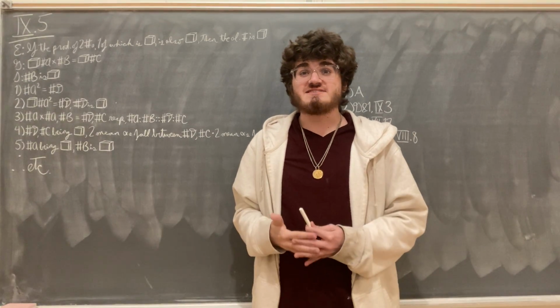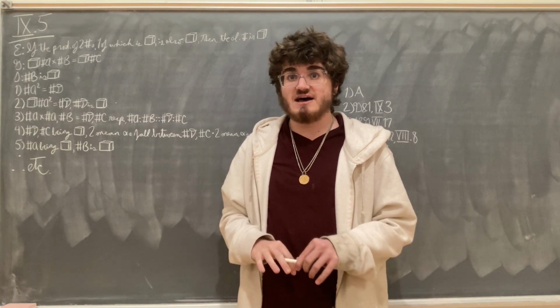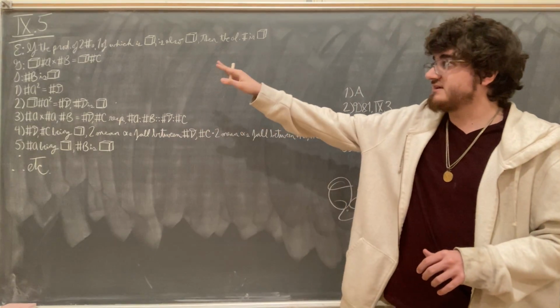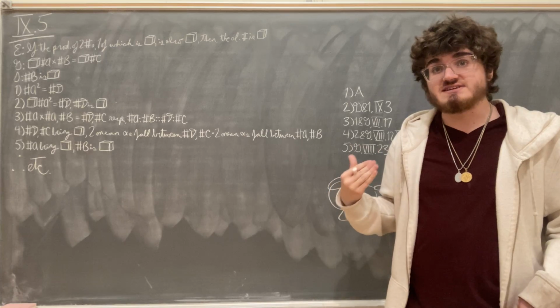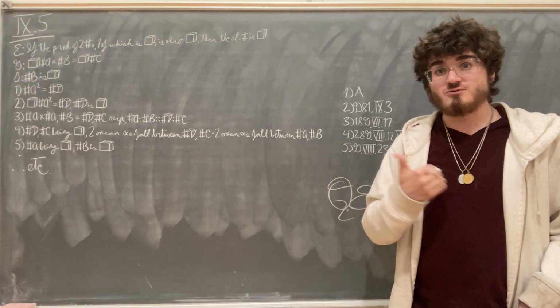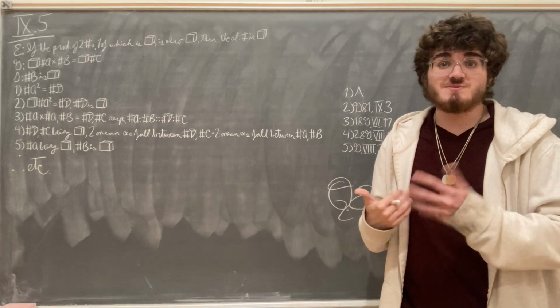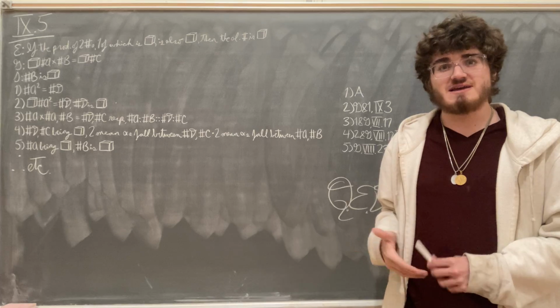Hello. This will be a demonstration of Proposition 5 from Book 9 of Euclid's Elements, which says that if the product of two numbers, one of which is cube, is itself also cube, then the other remaining number will be cube as well.